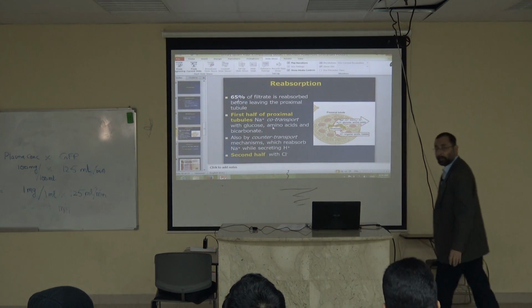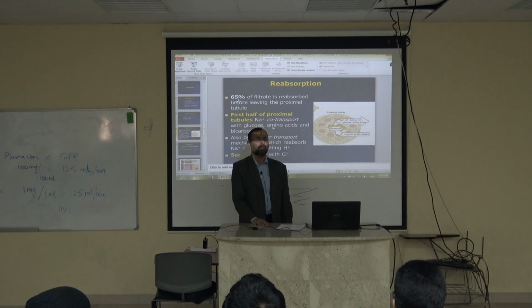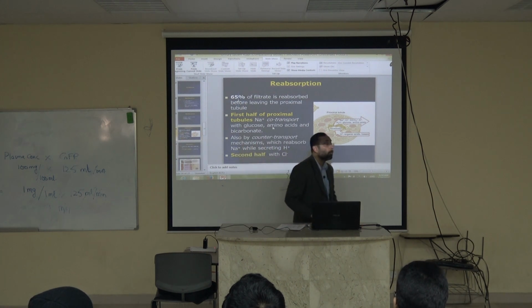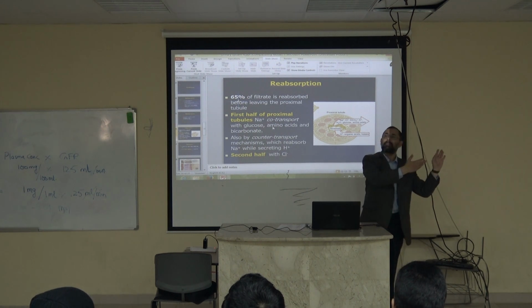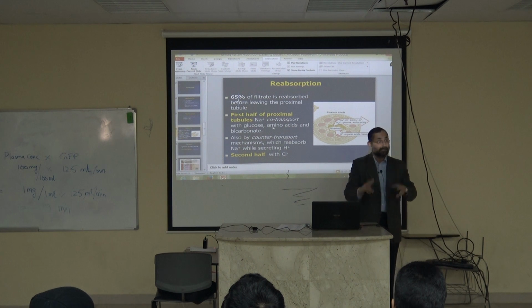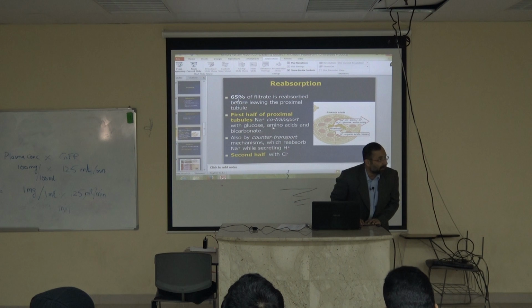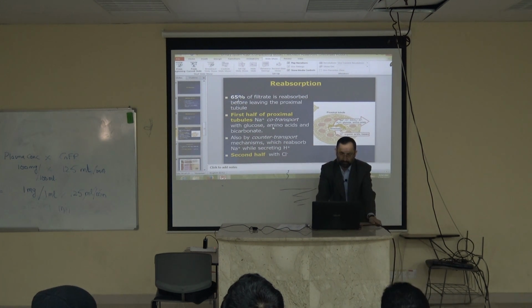Okay, we claim about the vitamins also, that vitamins are also reabsorbed close to 100%, or almost all vitamins are reabsorbed which are filtered. Okay, so glucose, amino acids, vitamins, going back completely from the proximal tubule. 65% of water and the major electrolytes, sodium, chloride, potassium, and also bicarbonate in very large amount. Okay?